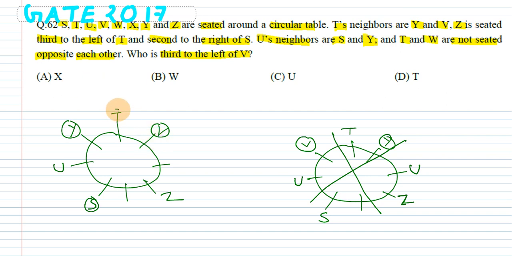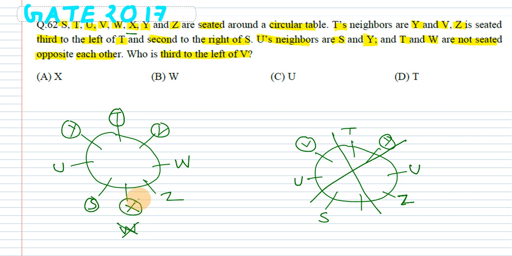So this is T, right? And W cannot be over here, they have mentioned. So there is only one position left, W will be here, and there is one letter X, so we will be writing the X over here.